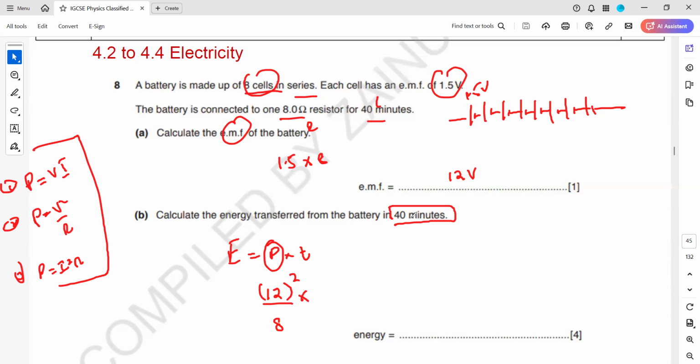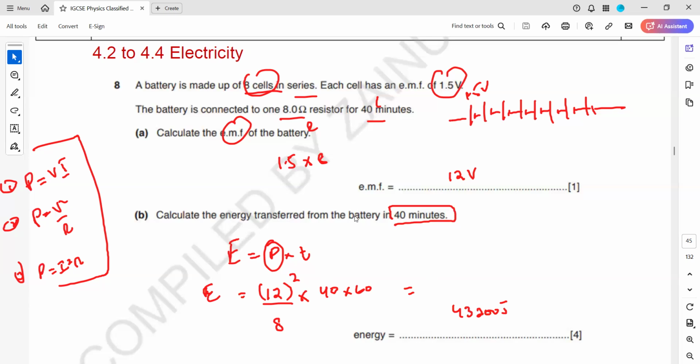What about the time? The time is in minutes. I have to convert it into seconds. The SI unit of time is the second. So 40 minutes, to convert minutes to seconds I will multiply by 60. So the answer is 12 squared times 40 times 60 divided by 8, and the unit will be joules.